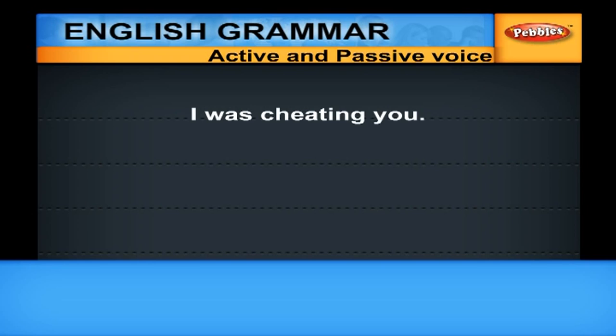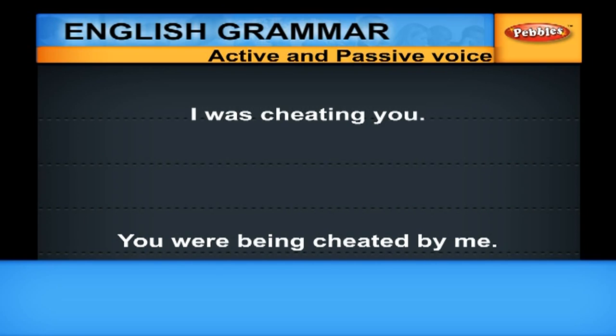I was cheating you. The object here is you. That has to become the subject. The tense is past, and so the auxiliary must be were. Because you will always take plural auxiliary verb. Don't you remember? The main verb cheating, which is in present participle of the verb cheat, is changed to past participle, that is, cheated. You were being cheated by me.